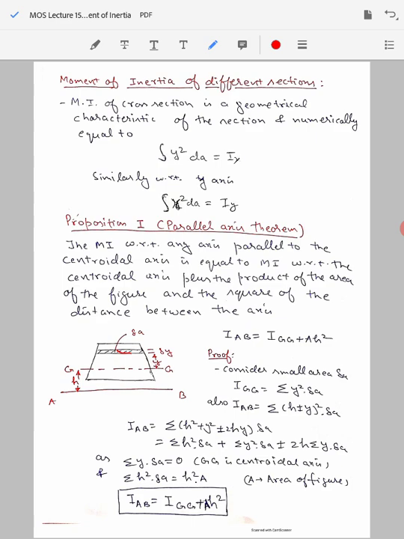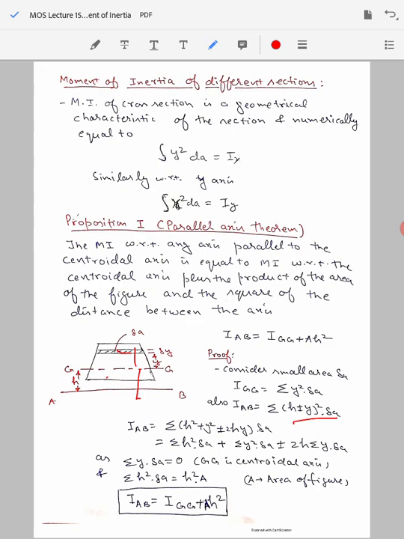Now if you want to define I_AB, the distance, as we know, is h. So h plus y or h minus y: all the areas of this cross section lie at either h plus y, the positive side, or h minus y, the negative side. If you take all these distances of h plus or minus y, and then square them, (h plus or minus y) whole square, multiplied by dA, that gives you the moment of inertia I_AB.